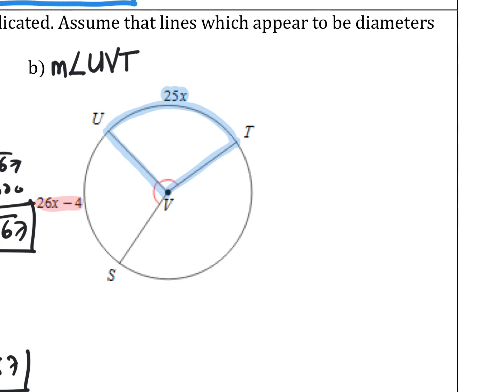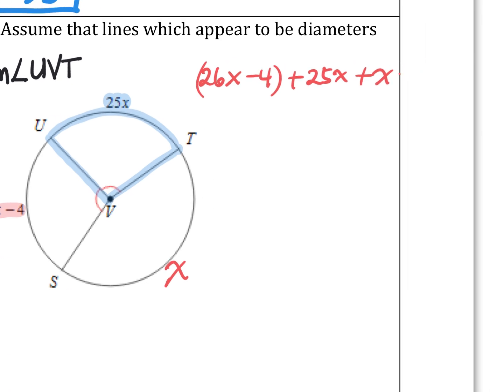So we can say that 26x minus 4 plus 25x. Then I'm going to call this again another x. Okay, not actually that part, but the arc here. This arc, I'm going to call this arc x. Okay, x is equal to 360. So continuing the process, 26x plus 25x plus x, that's going to give you 52x minus 4 is equal to 360, plus 4, plus 4.